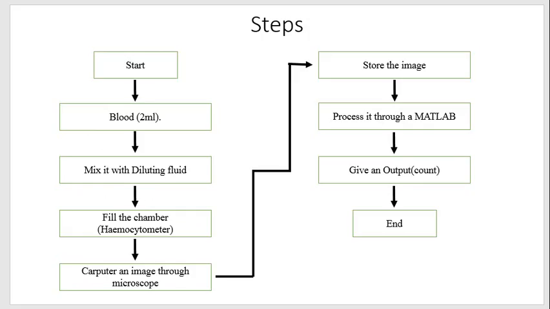Now the steps we are going to follow in our project are: we will start with a blood sample, which may not be 2 ml, it can be 10 microliter also. Then mixing it with diluting fluid is not a necessary step, it's an optional step. Fill the chamber of the hemocytometer. For that we need pipettes. Capture an image through a microscope, store the image and start with the MATLAB processing. Give an output count and end.